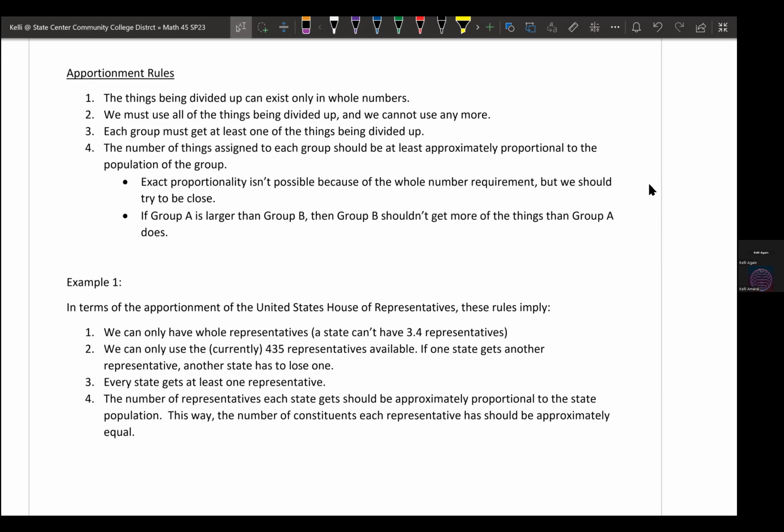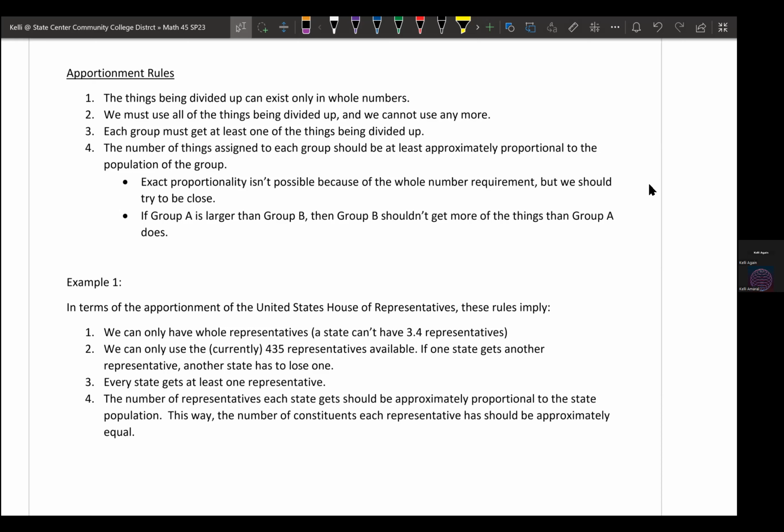So they have to be whole numbers. You have to use everything. If you want to have 435 representatives, all 435 representatives have to be given a place. You're not going to have any left over that you just don't use.